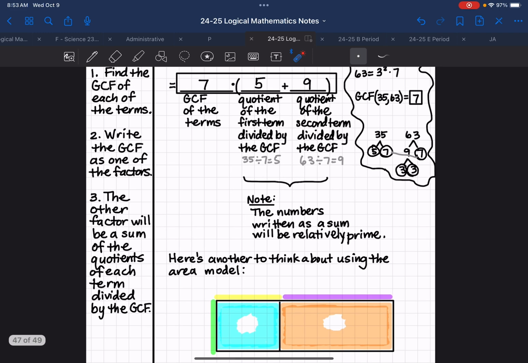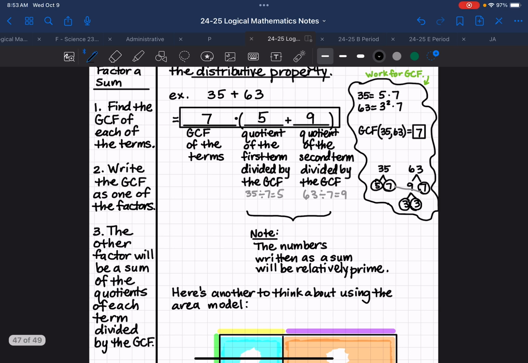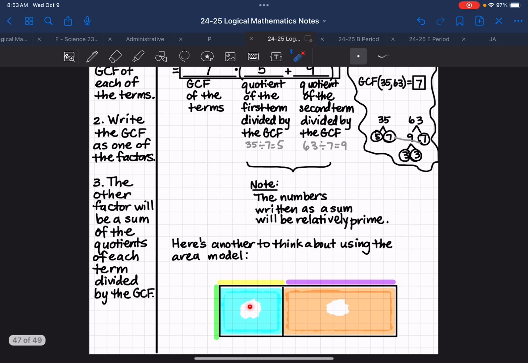Another way to think about this is to use the area model. So in this case, I know what the area of each rectangle is. The area of one rectangle is 35. The area of the other is 63. So I'm going to write 35 and 63. And I'm trying to find the greatest common factor, the biggest number that they both share on this vertical length right here. And that is 7. So after doing this work, I know that it's 7. So I'm going to put 7 right here.